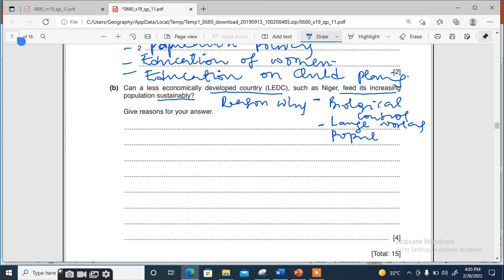Instead of using synthetic fertilizers, you can use organic fertilizers. Organic fertilizers will not harm the environment. You can also use things like, let's say if you're using irrigation, you can use rainwater harvesting, not the flooding method of irrigation. Rainwater harvesting as a means of providing water.